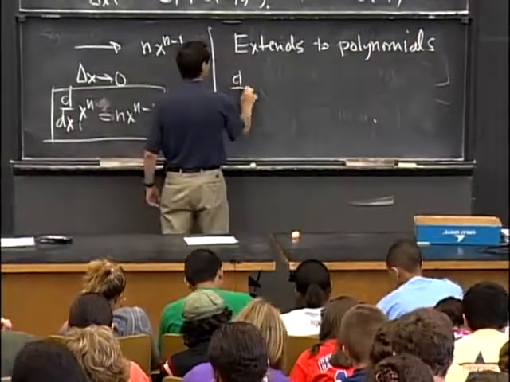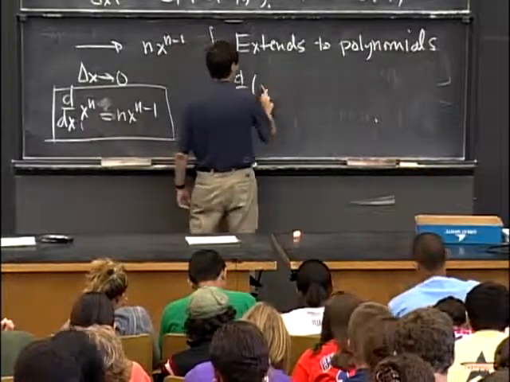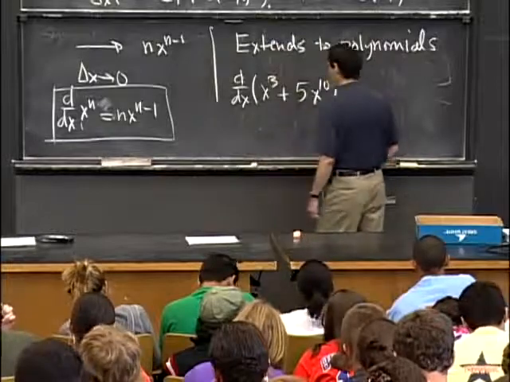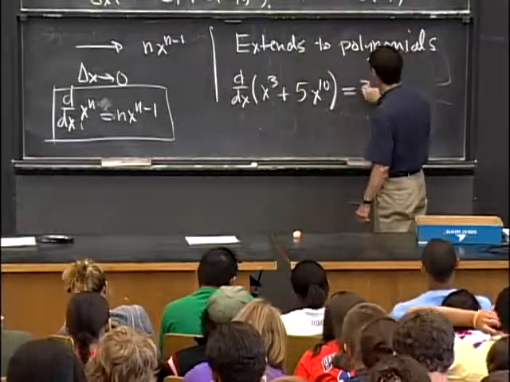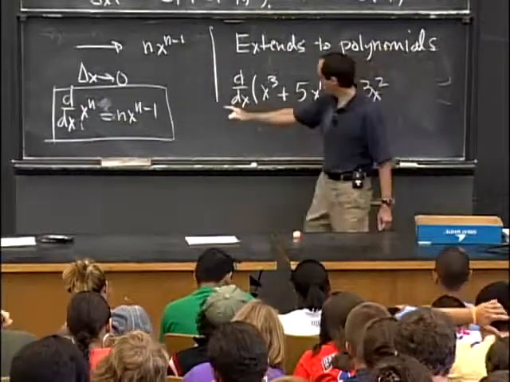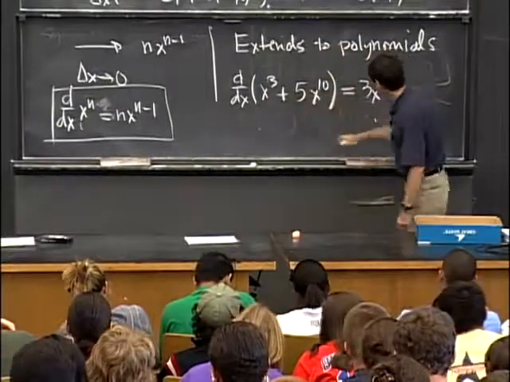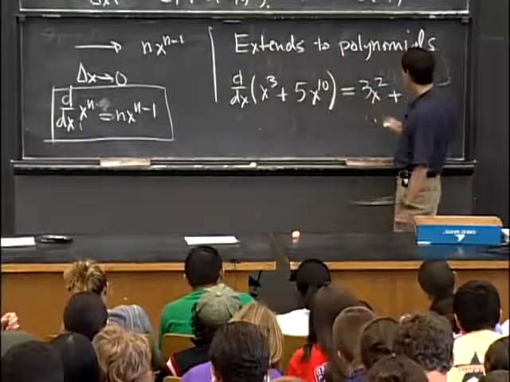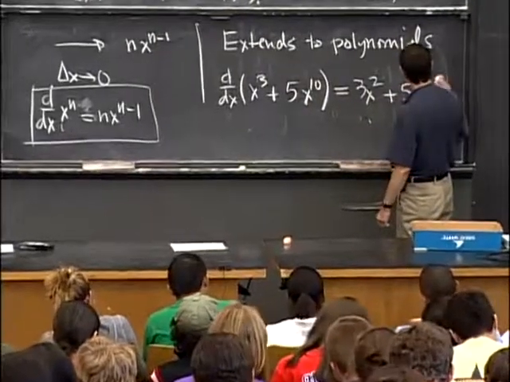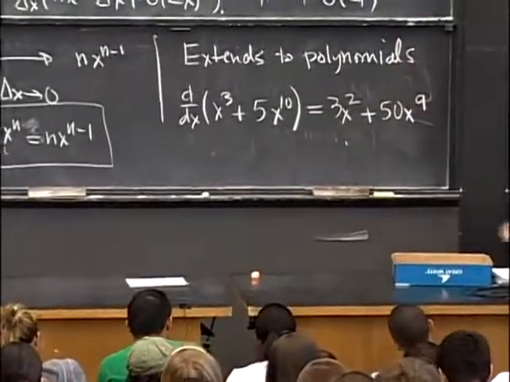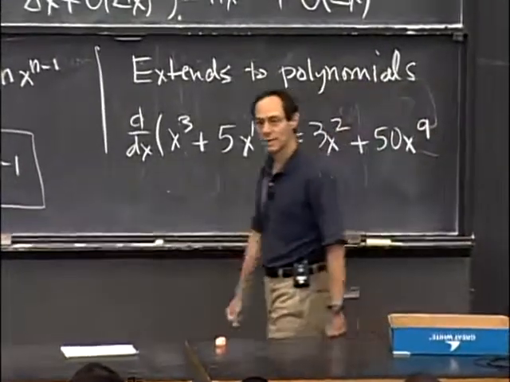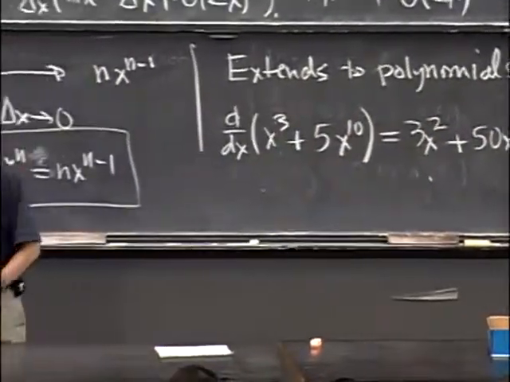Namely, if I take d by dx of something like x cubed plus 5x to the 10th power, that's going to be equal to 3x squared. That's applying this rule to x cubed. And then here I'll get 5 times 10, so 50, x to the 9th. So this is the type of thing that we get out of it. And we're going to make more hay with that next time.